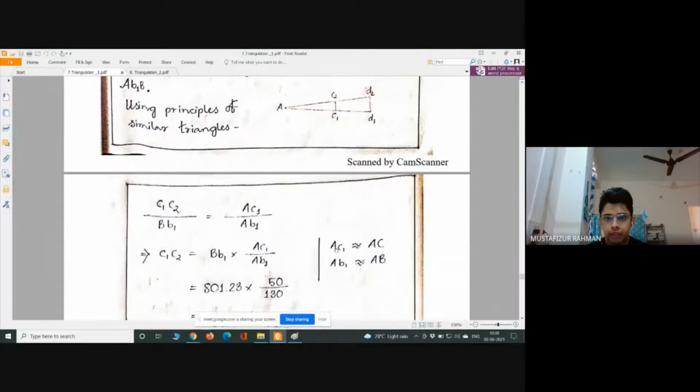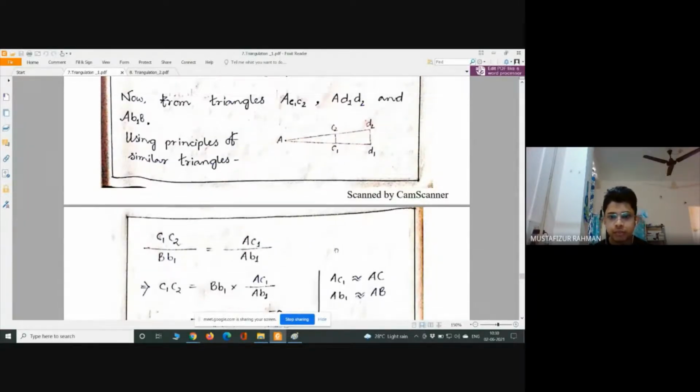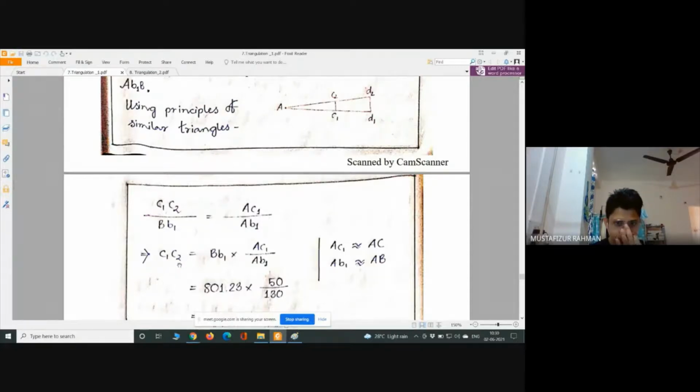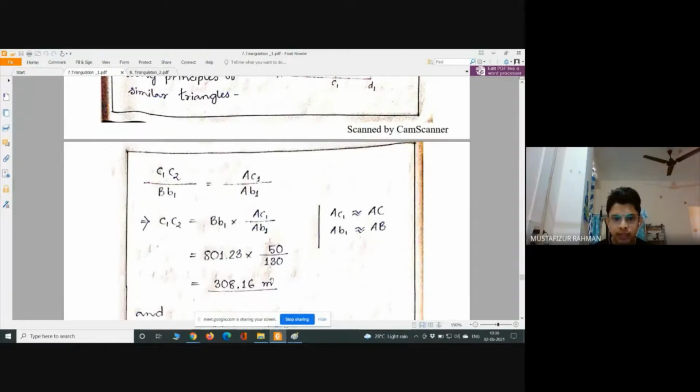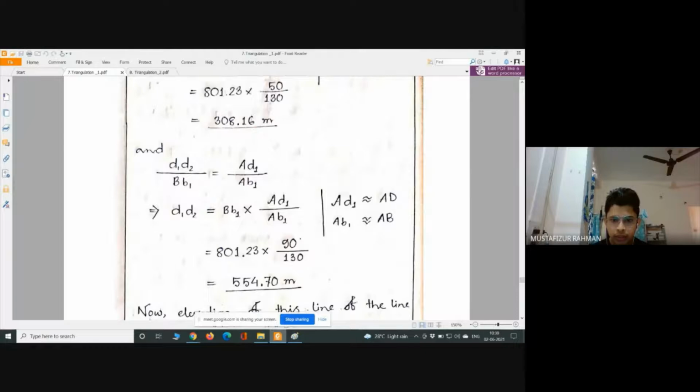Okay, I didn't draw the BB1, but same concept only. The similar sides will be proportional. From there, we want to find out this C1C2. BB1 we already found from the formula, this value, and AC1 we will assume it is almost equal to AC, the ground point distances, and AB1 we will assume it is almost equal to the ground point distance, capital AB, right? So doing that, we can find out what is C1C2, what is D1D2.